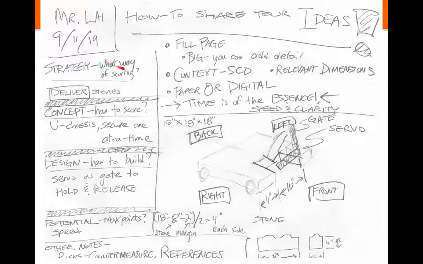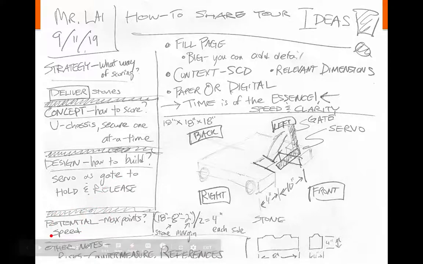So, okay, let's see. Again, strategy, what's your way of scoring? Deliver stones. The concept, how to score. Have a sort of the shape of your chassis here. That would be the shape of the stone, one at a time. And then how are you going to build it? What are the actual components? In this case, this is that parking gate, the hold and release.